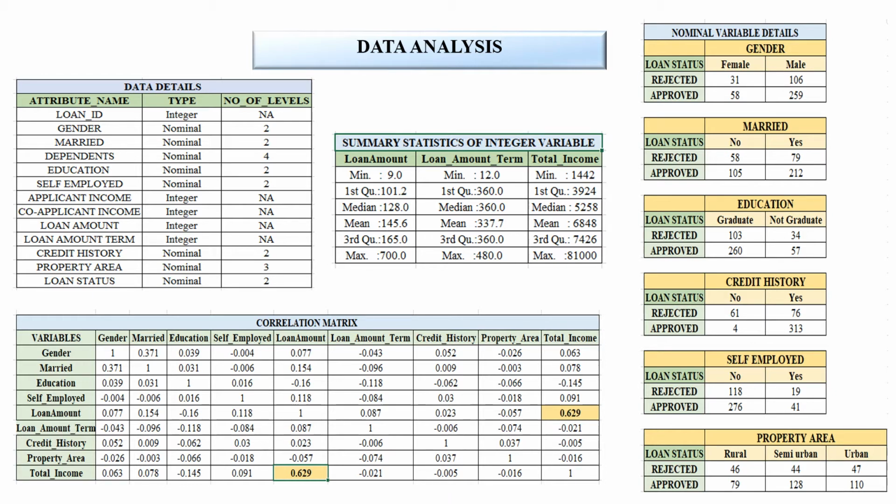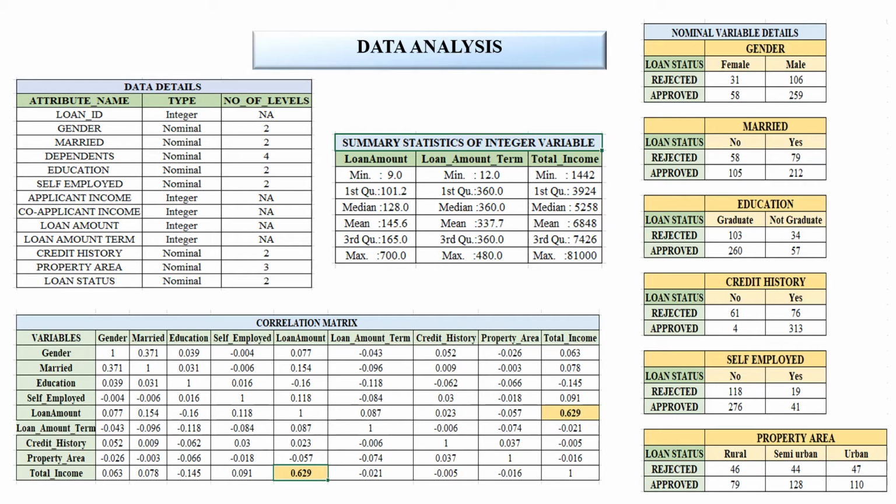Similarly, while considering loan amount term, the shortest duration for which the loan applied is 1 year and the longest being 40 years. 50% of the applicants applied for the loan with a term less than 30 years. The next factor taken into consideration is the total income of the family. 75% of the loan applicants have total income greater than $4,000.